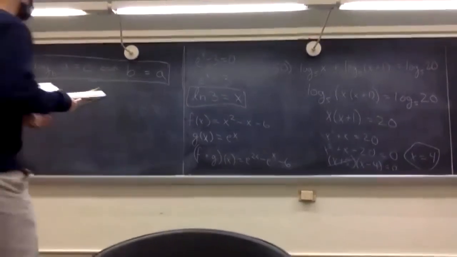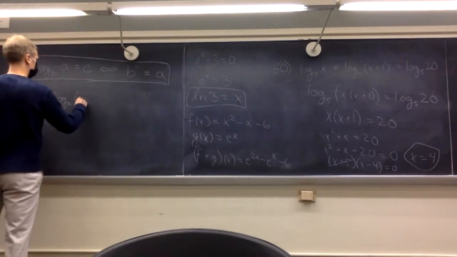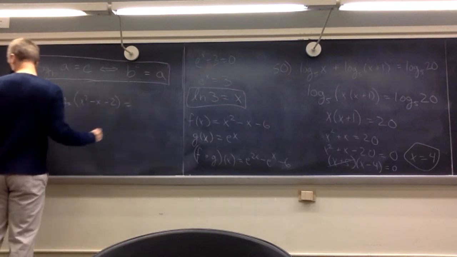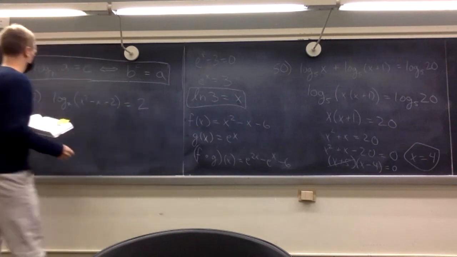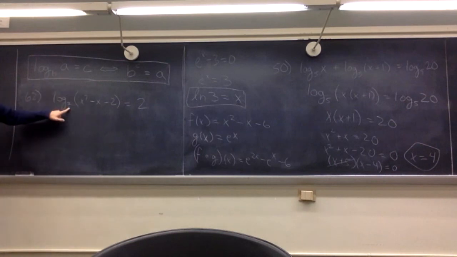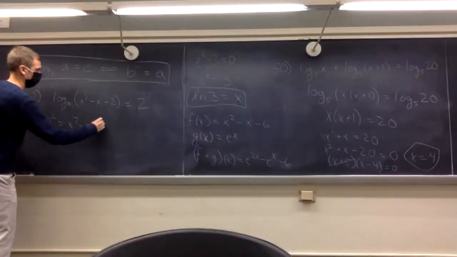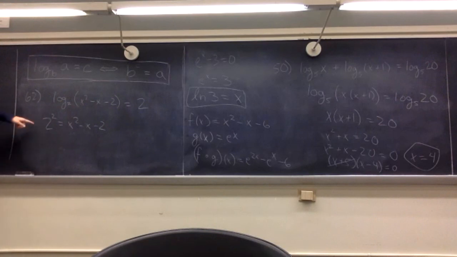Log base 2. At least the lady can give you the answer to the base. X squared minus x. Looks terrible, looks frightening, it's really not bad. To speed things up, we're just going to use this rule. 2 to this power is this. Has to be the case. It's the equivalent form. That's 4. Let's subtract it over.